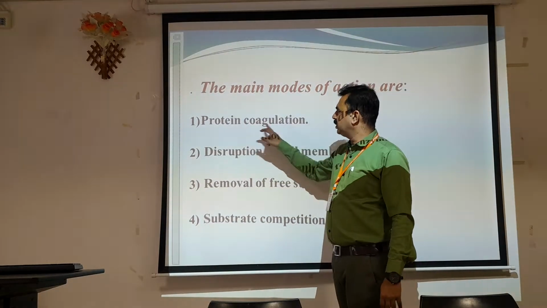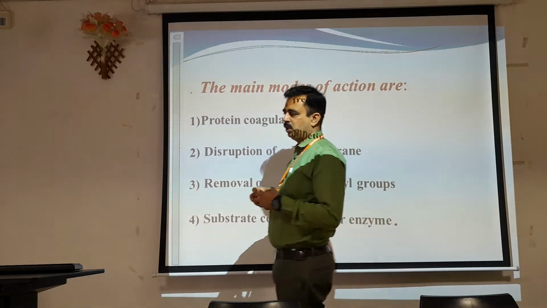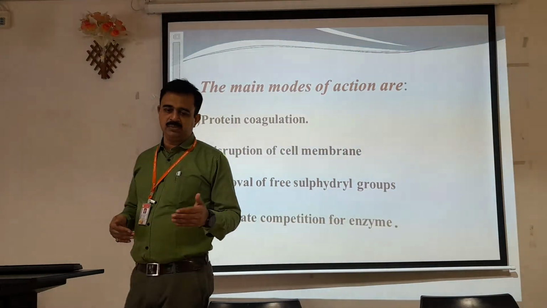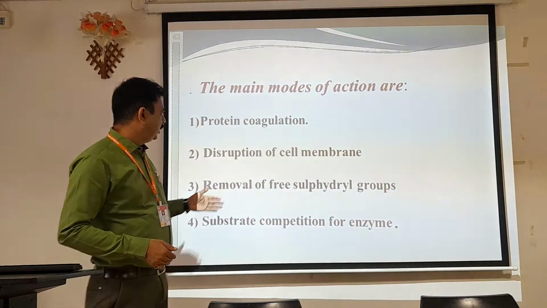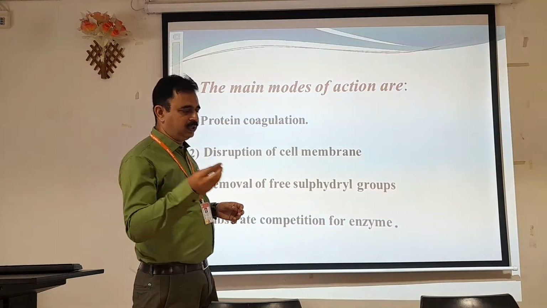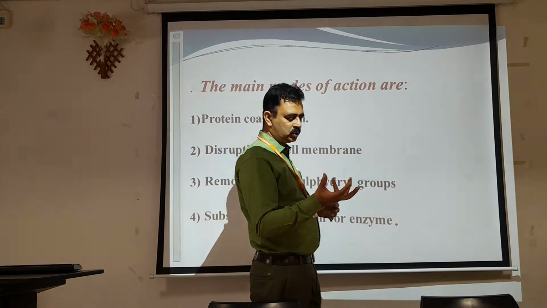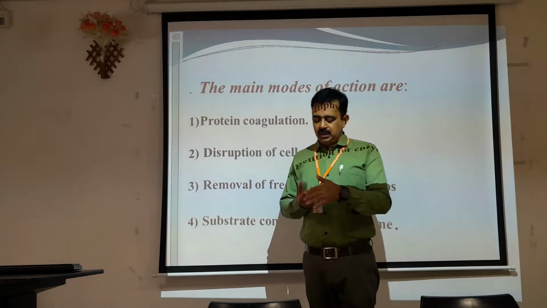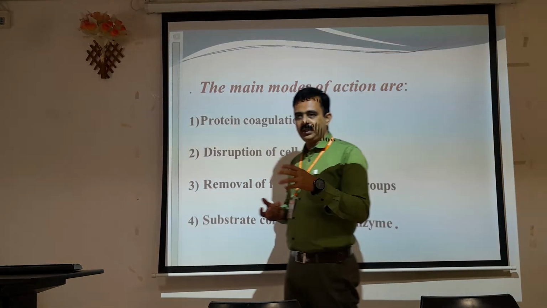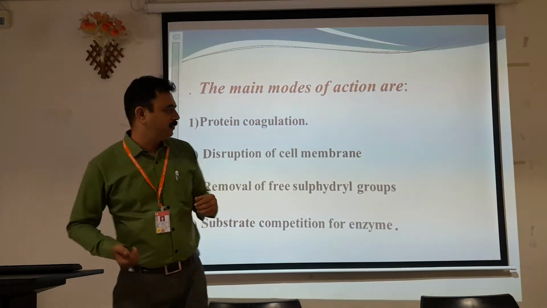Either protein coagulation may take place, and therefore the organisms may be killed in that way. Disruption of the cell membrane: immediately when the cell is exposed to the particular chemical agent, the cell membrane will be destroyed and therefore cell disruption would take place.